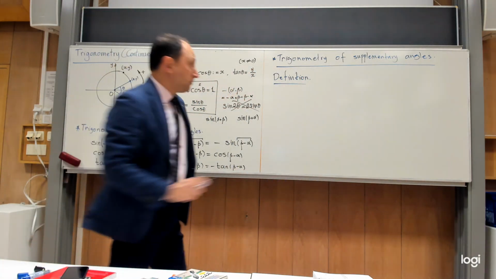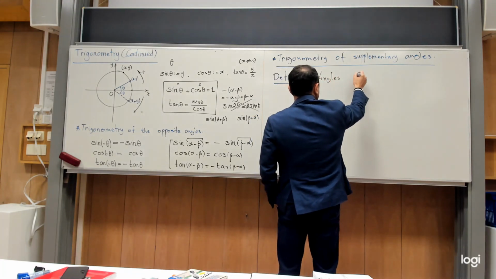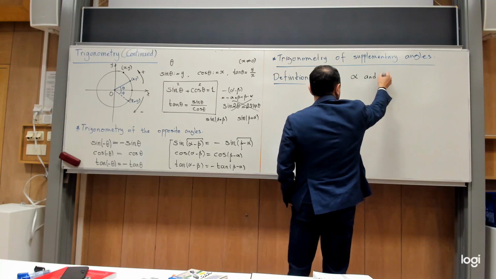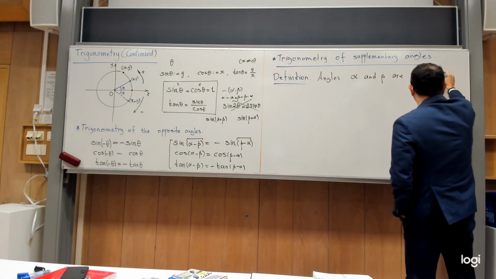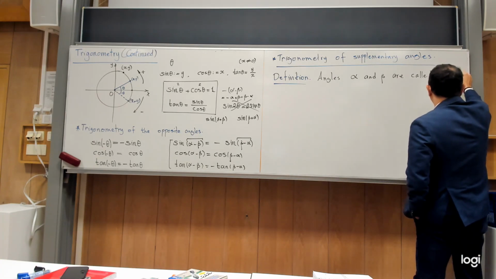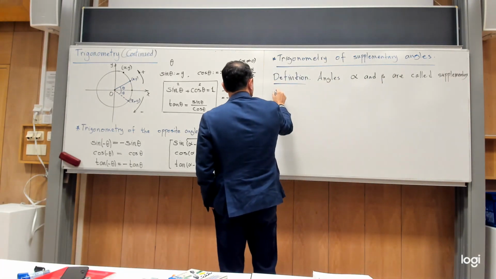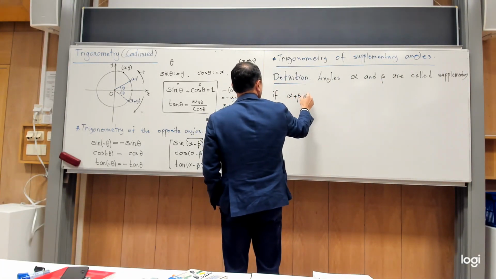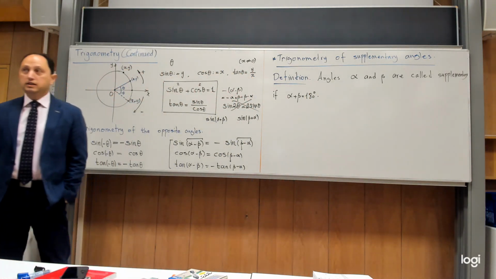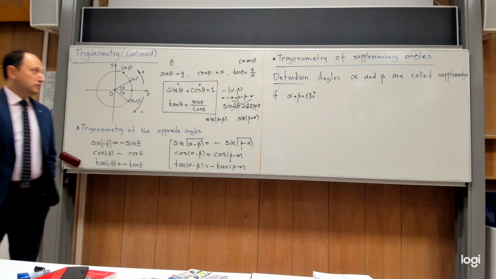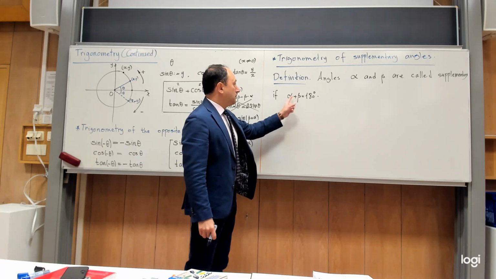Angles. Let me know, alpha and beta are called supplementary if alpha plus beta is 180 degrees. So that's the definition of supplementary angles. In this case, we say beta is the supplement of alpha.